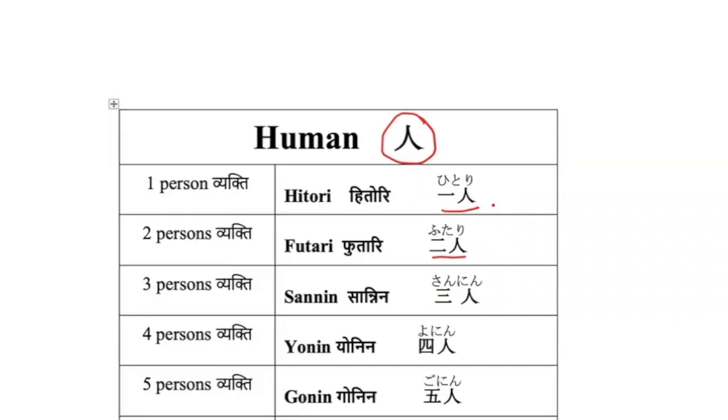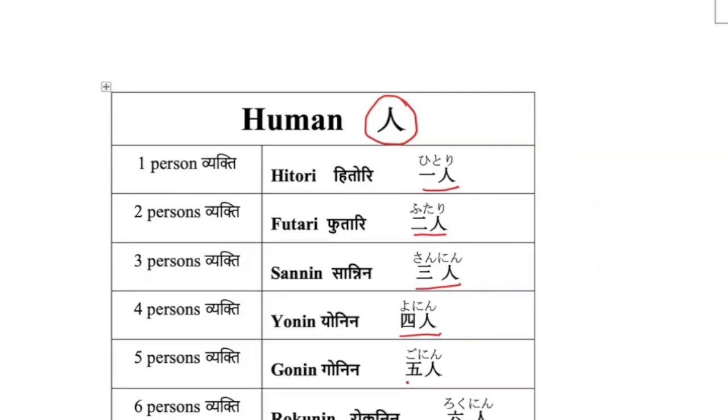The counting for one person is an exception. It is hitori, and two persons, it is futari. But three persons, it is san, three, and nin: sannin. Three persons. Four persons, it is yo, nin. Be careful, it is yonin.